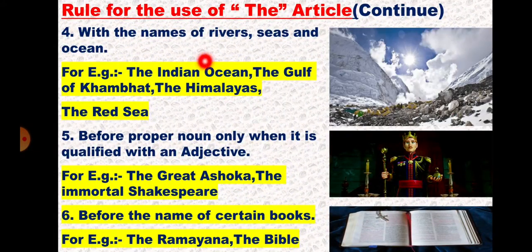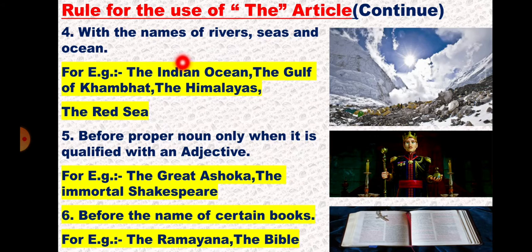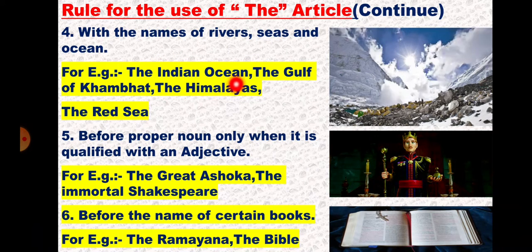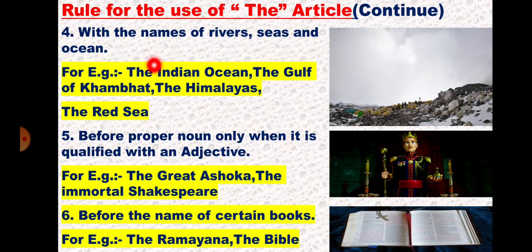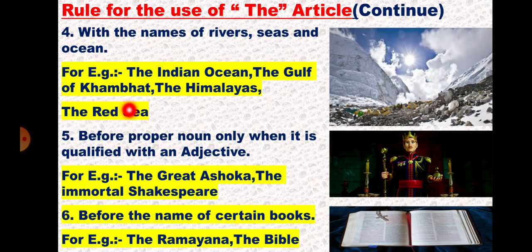Fourth, with the names of rivers, seas and oceans. So with the names of oceans, seas, rivers or mountains, we are using the article the. The Indian Ocean, the Gulf of Khambat, the Himalayas, the Red Sea.